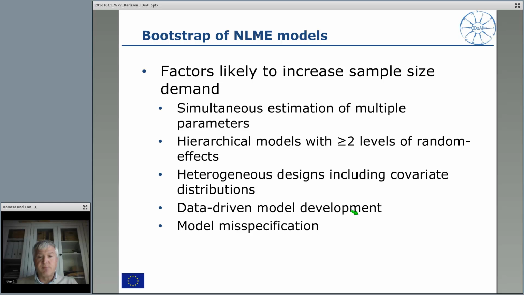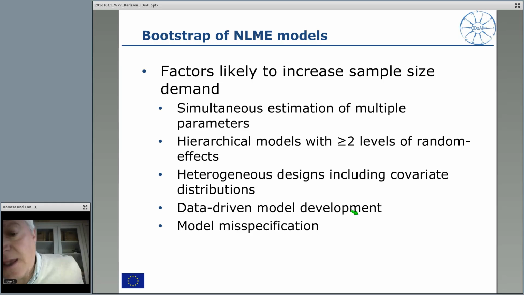Here we're simultaneously estimating multiple parameters, and we have hierarchical models with two or more levels of random effects. No two individuals contain the same amount of information, even if they have the same sampling times and the same covariates. They would actually contain different amounts of information just based on their underlying parameter values. We also often do data-driven model development, which means that we build the model to the size that the data set can hold.